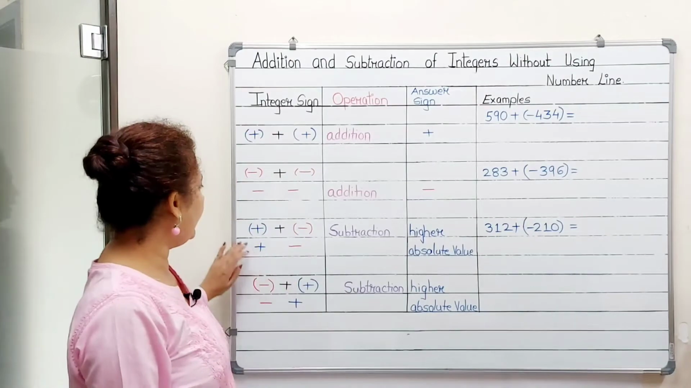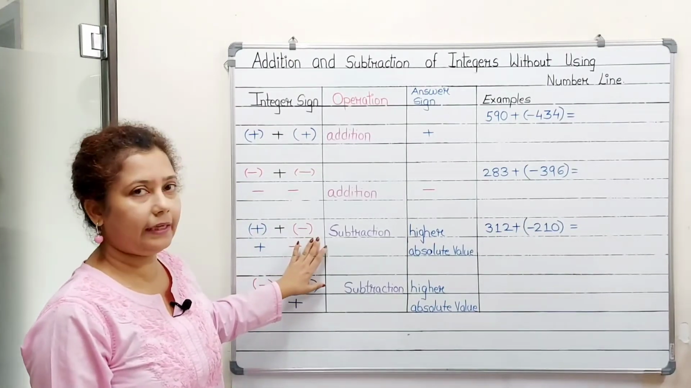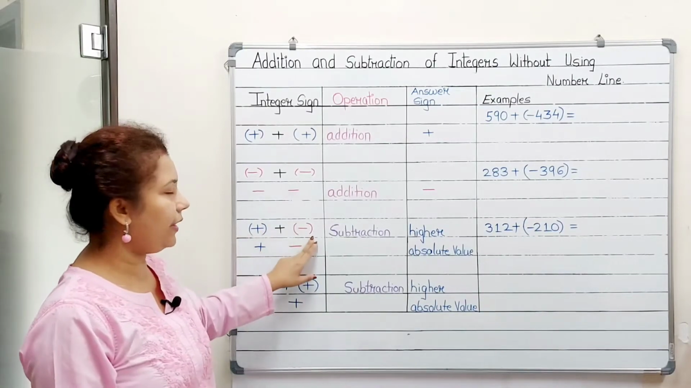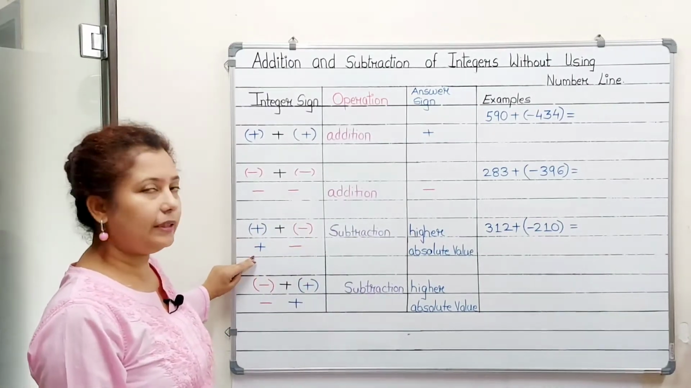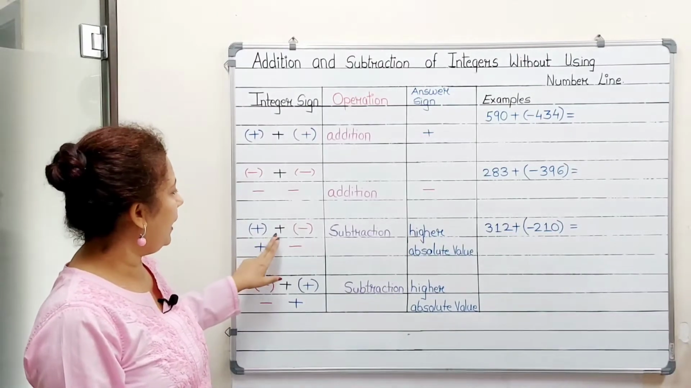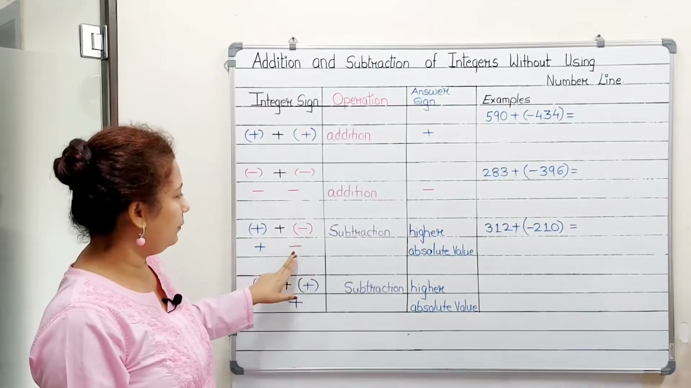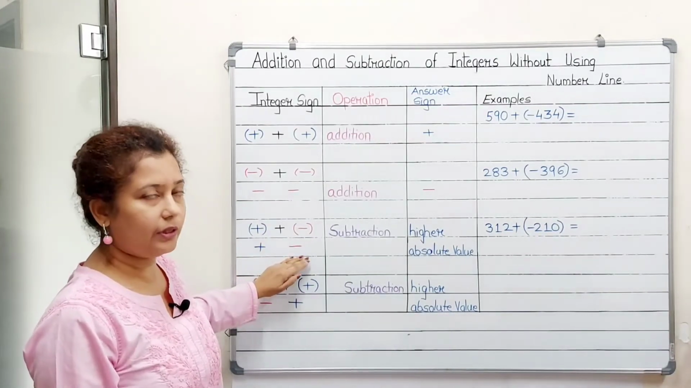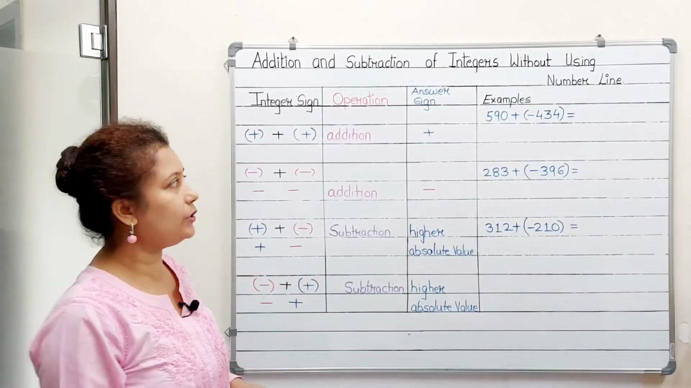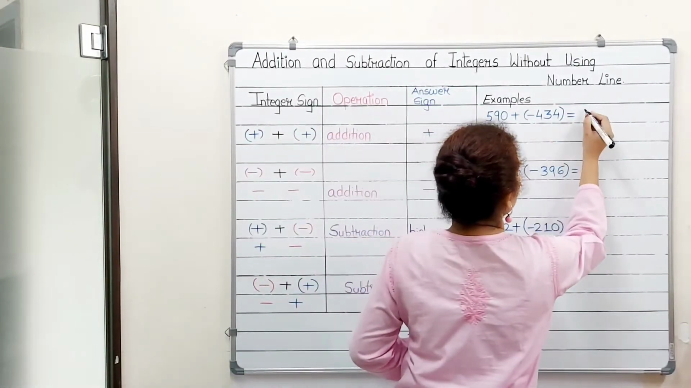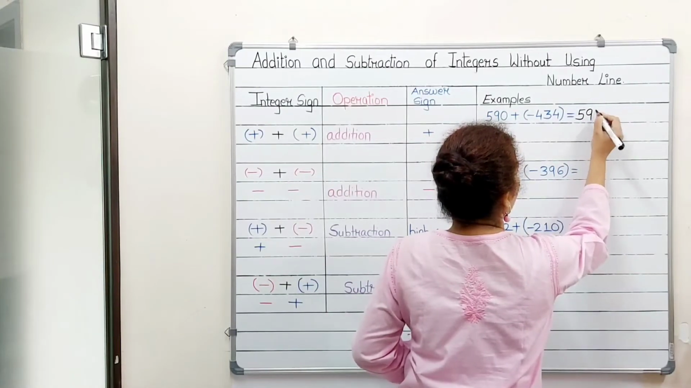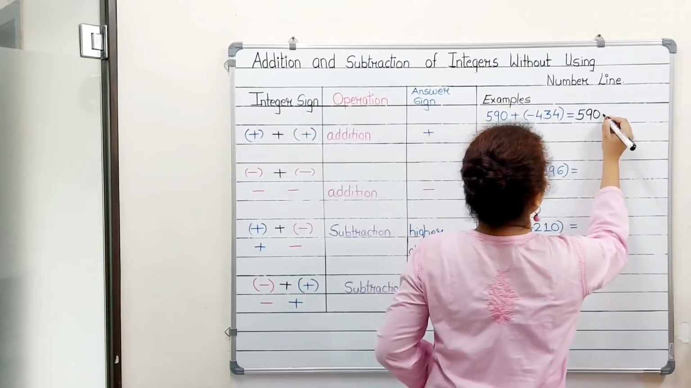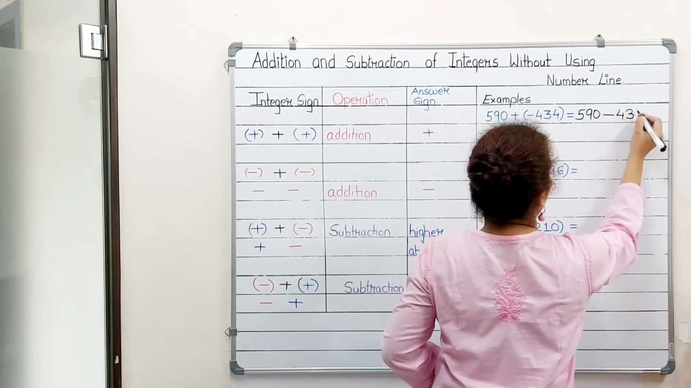Now we will see addition of positive and negative integer. So when we are adding positive and negative integer, first we will write the positive integer as it is, and positive negative becomes negative. We will get one positive integer and one negative integer, and then we will follow the steps and solve the sum. So here the first integer 590 is positive. We will write as it is. Now here plus minus becomes minus 434.